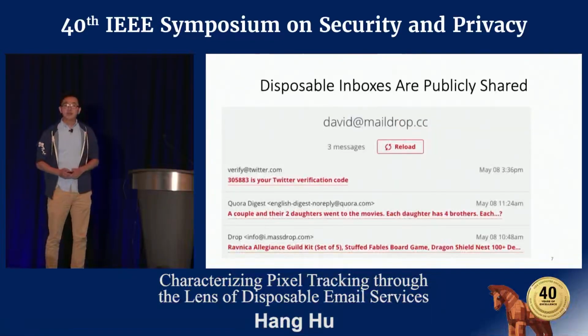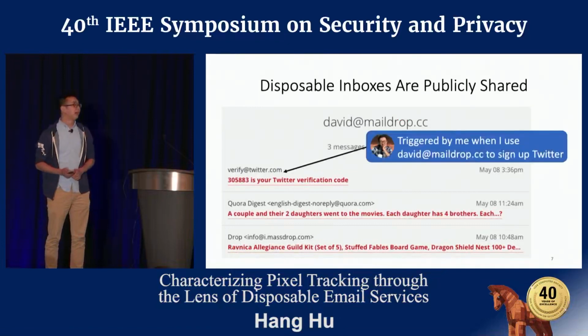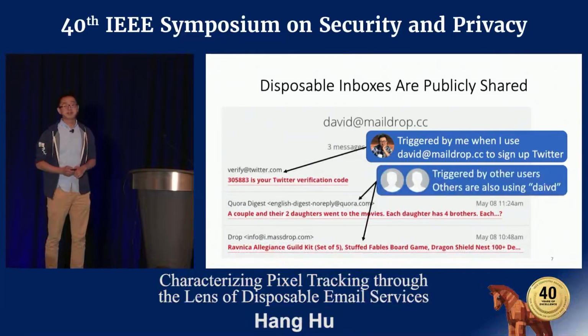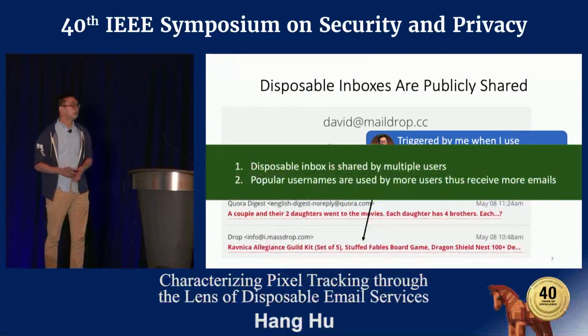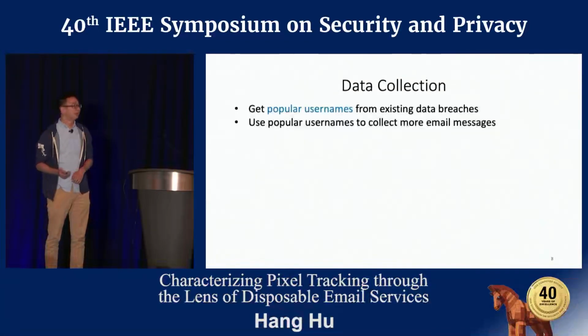Let me further explain what it means that those disposable inboxes are publicly shared. Remember that I used mailjob.cc to register a Twitter account. So I triggered this email from Twitter to this inbox. But because the username David is highly popular, at the same time, other users use this inbox to register Quora and a lot of board game websites. So a disposable email inbox is shared by multiple users, and popular usernames are used by more users and thus receive more messages.